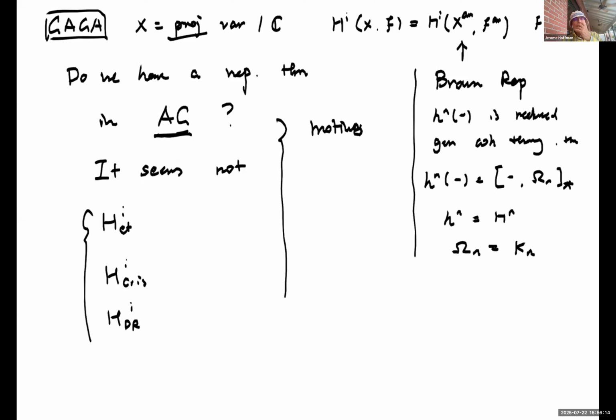Now, the other thing I want to point out is that when you jumped over to the Brown representability theorem, you're changing the narrative in the following way.